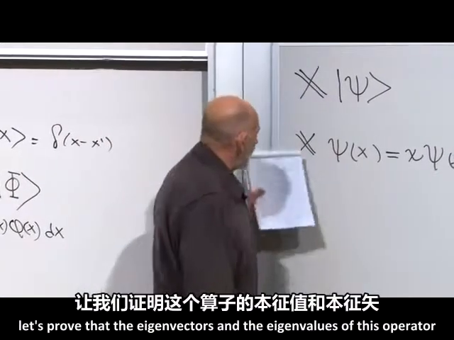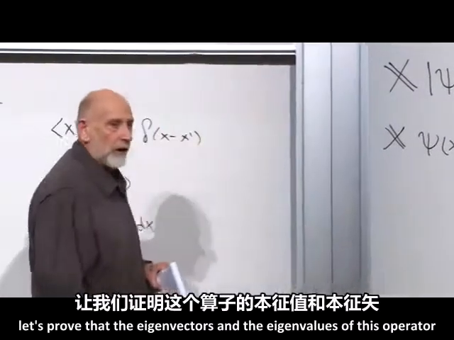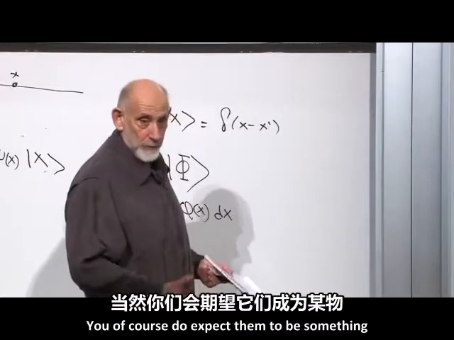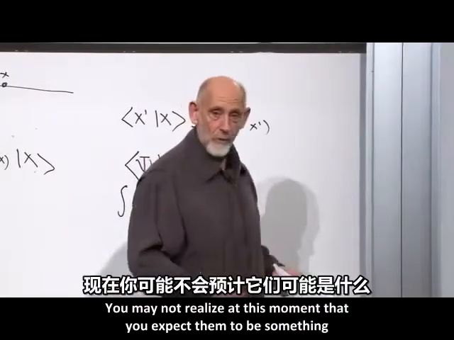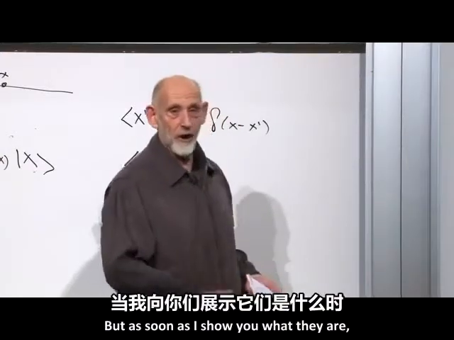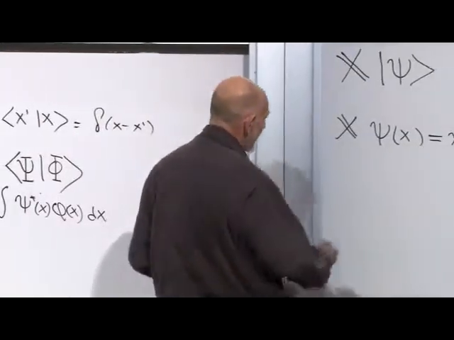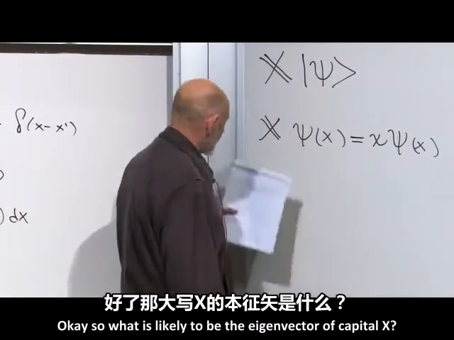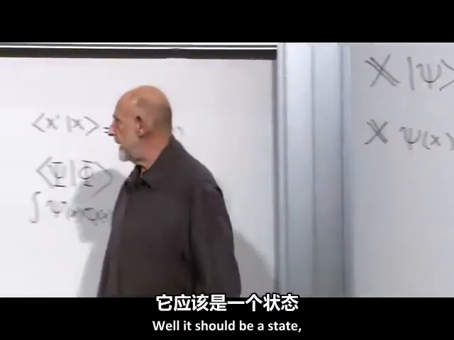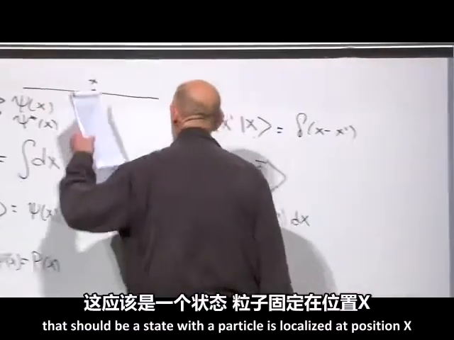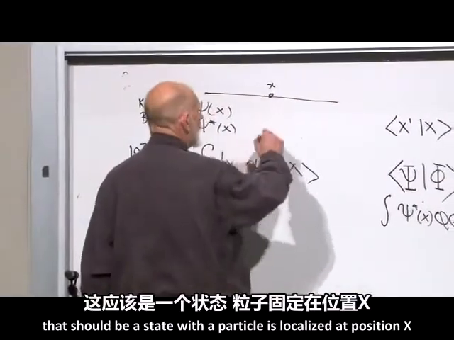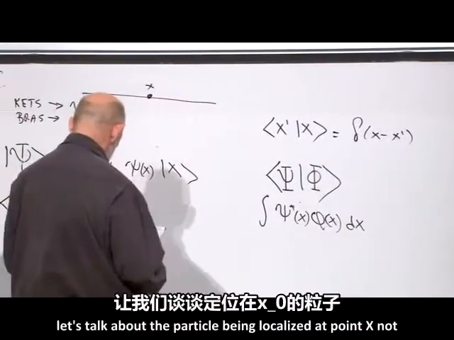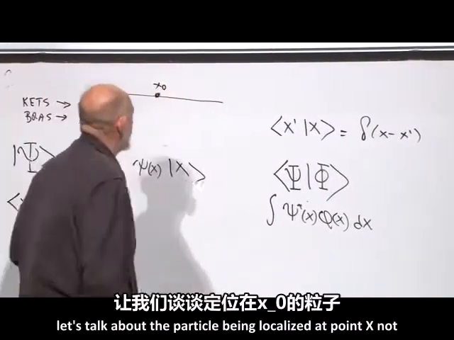Let's prove that the eigenvectors and the eigenvalues of this operator are what we expect them to be. You, of course, do expect them to be something. You may not realize at this moment that you expect them to be something, but as soon as I show you what they are, you will say, oh, yes, we expected that. Okay, so what is likely to be the eigenvector of capital X? Well, it should be a state where the particle is localized at position x. Right? In particular, let's talk about the particle being localized at point x naught.